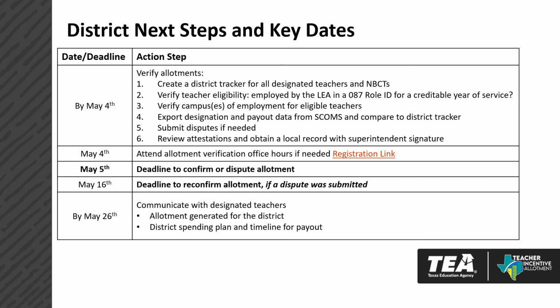By May 5th, that's your deadline to confirm or dispute the allotment. And then by May 16th, if a dispute was submitted, we should have that processed and you can reconfirm. By May 26th, we ask that you communicate with your designated teachers, share the allotment that they generated, and then your district spending plan and timeline for payout.